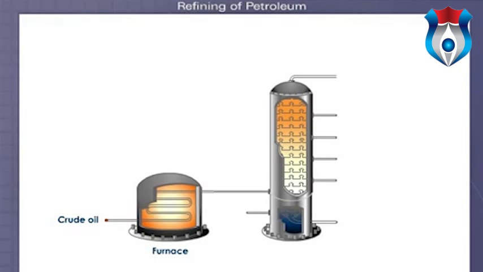Fractional distillation of petroleum is done by using a tall fractionating column or fractionating tower as shown here. Crude petroleum is heated to a temperature of about 400 degrees Celsius in a furnace, and the vapors thus formed are passed into a tall fractionating column from an inlet at its base. As the mixture of hot vapors rise in the column, it starts getting cooled gradually.